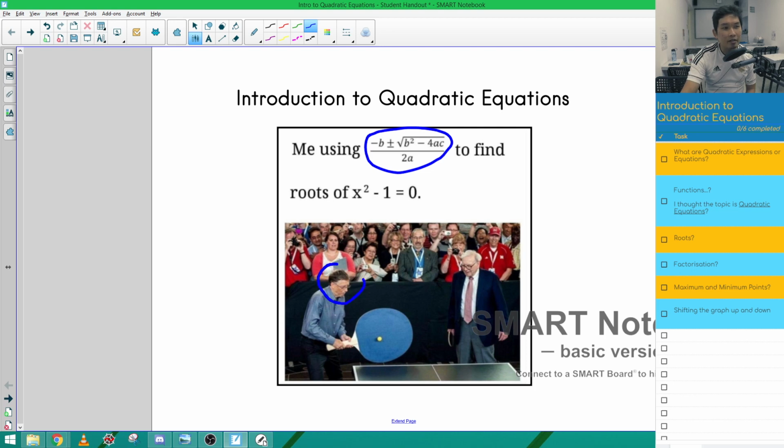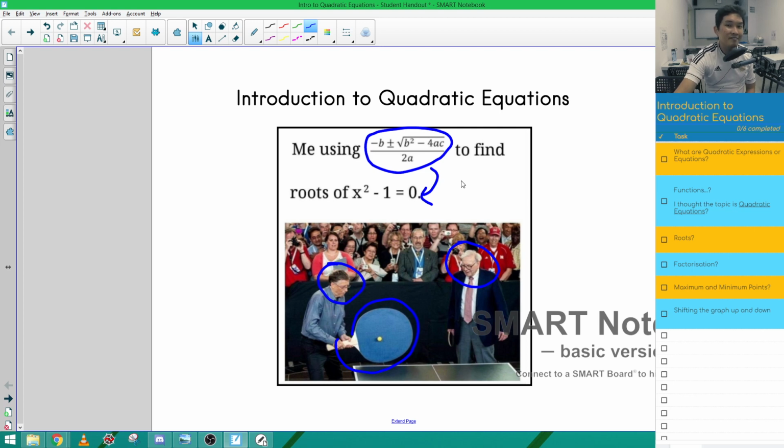Then you see a picture of Bill Gates, the one on the left, and Bernie Sanders. They are playing table tennis, but Bill Gates is playing with a super huge ping pong bat. That is overkill. That's way too big for a small ball like this. So that's exactly what's happening over here. If you use the quadratic formula to solve this equation, you are using too large a tool for something so simple. I hope you enjoyed that meme.